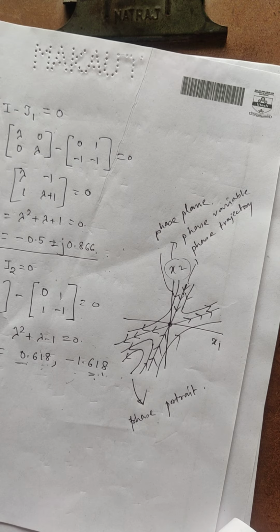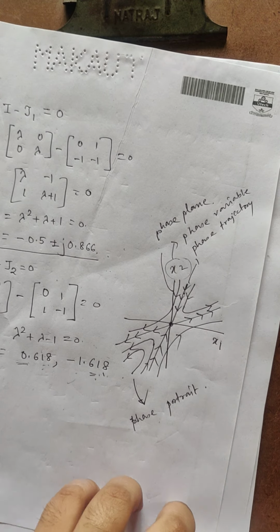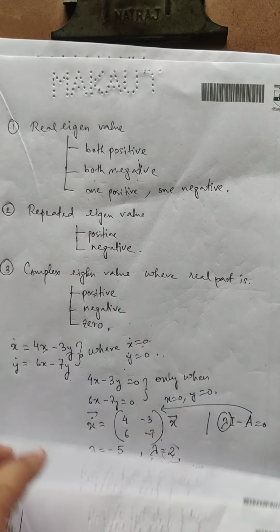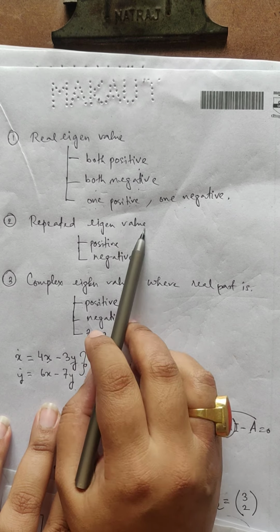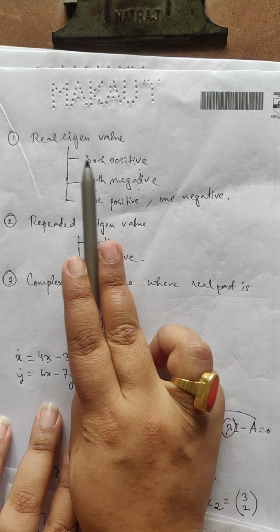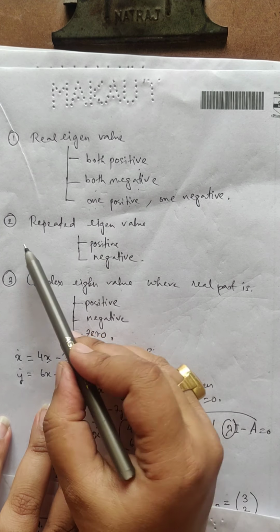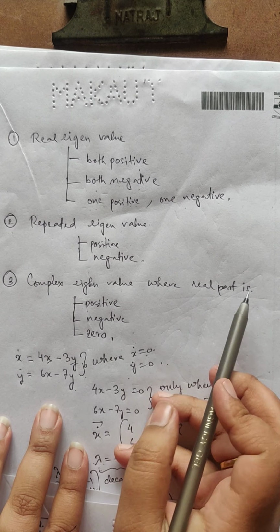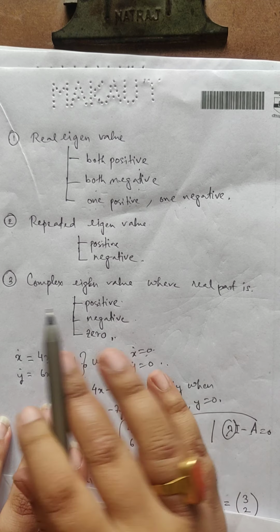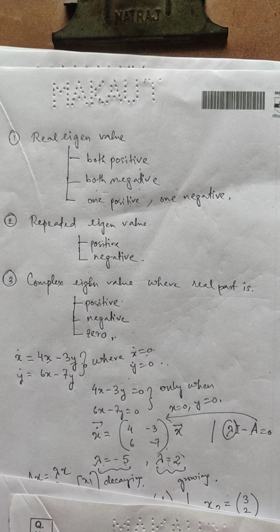The next video will discuss some more examples, as we only discussed real eigenvalues here. The next video will cover when we have real eigenvalues both negative, both positive, when we have repeated eigenvalues, or when we have complex eigenvalues, positive, negative or 0. Next video we will be discussing these topics.